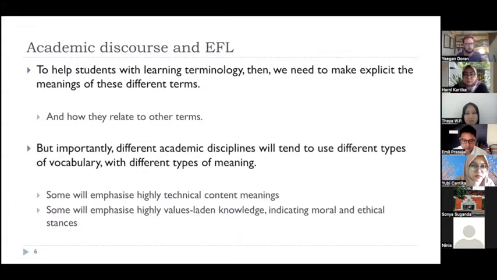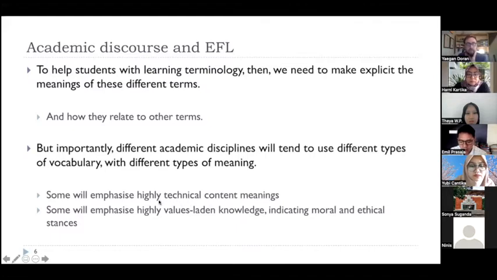All of this, I'm hoping at this stage you all understand and accept, that we need to teach the words of a particular subject or a particular language. But here I'm going to start getting into some of the tricky parts of doing this. Because importantly, different academic disciplines will tend to use different types of vocabulary with different types of meaning. And there are lots and lots of different types here. I'm just going to be focusing on two, but there are lots here.